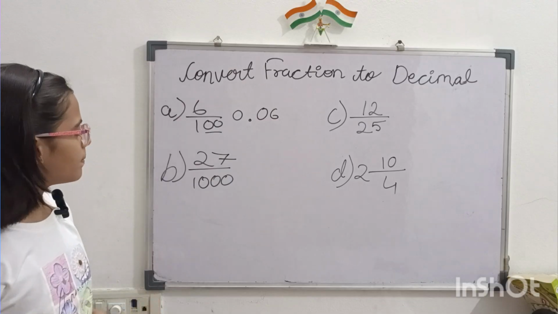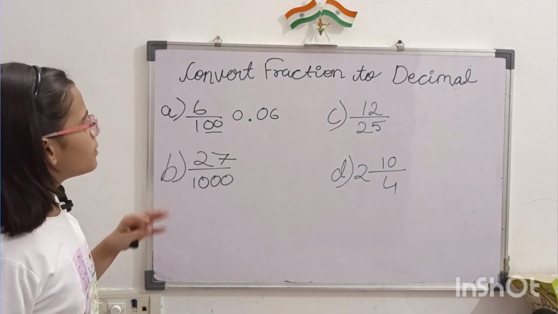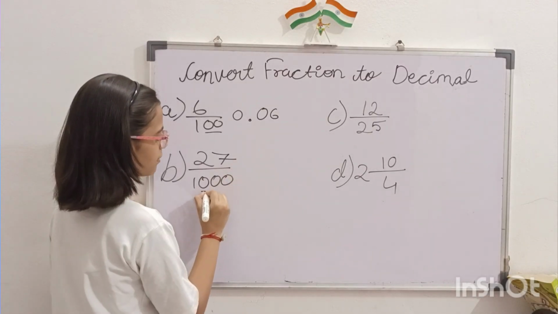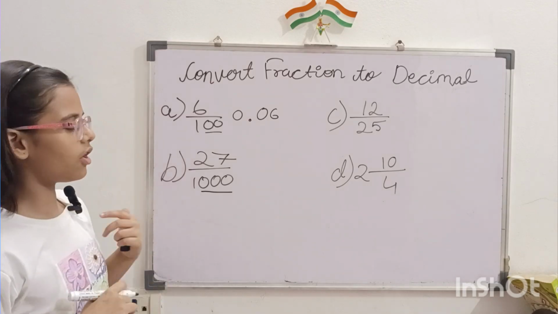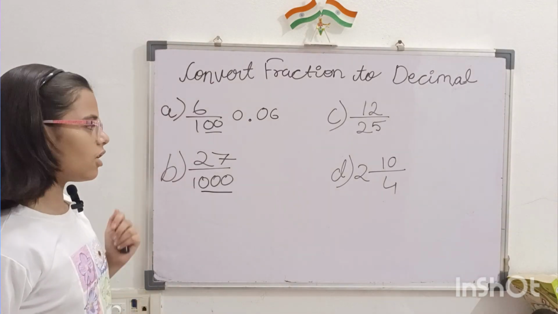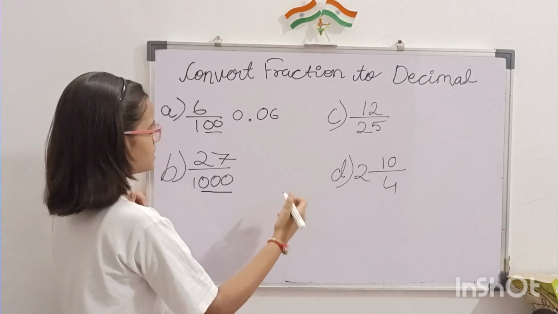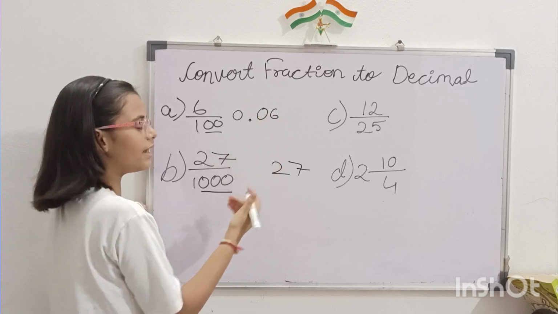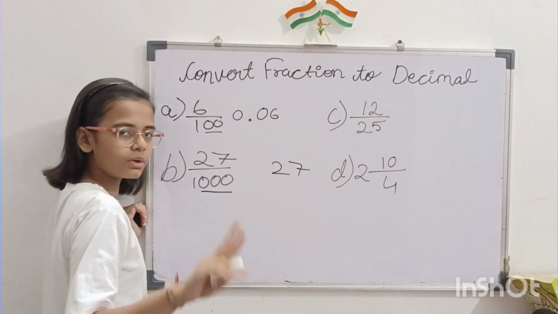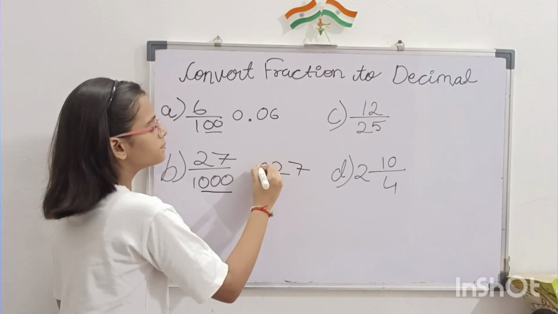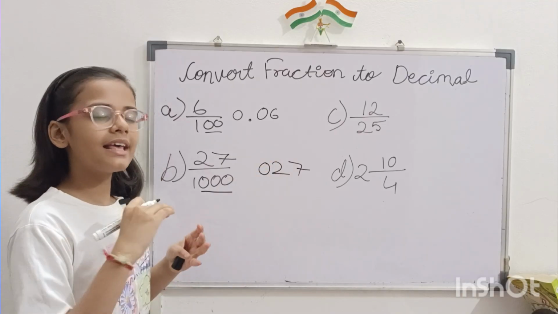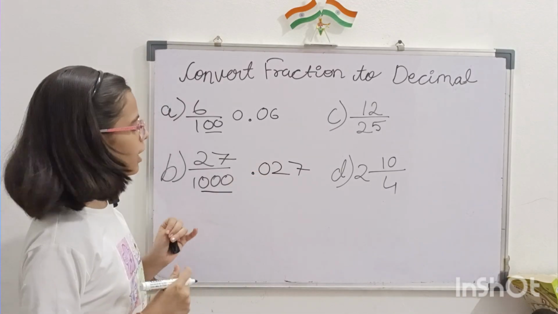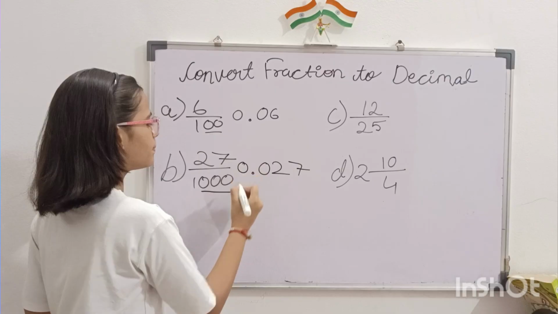Now our second fraction is 27 by 1000. First we have to see how many zeros are there in the denominator. There are 3 zeros in the denominator. So we'll leave 3 digits from the back, means 27, and as before we'll add a 0 here because we only have 2 digits in the numerator. And add a decimal point after that. And for the decimal point we're going to add a 0.